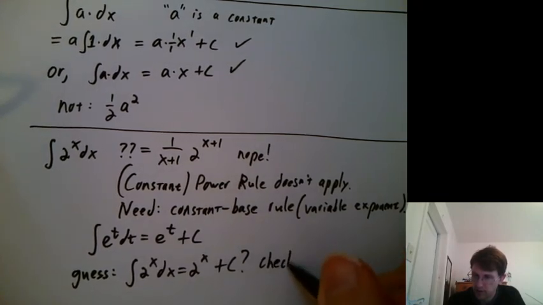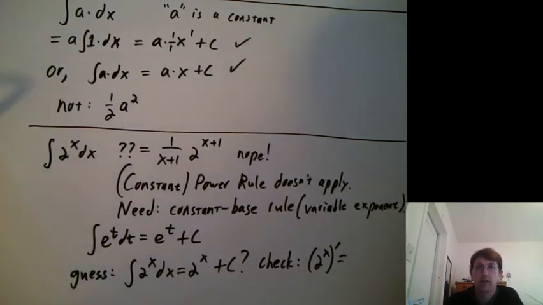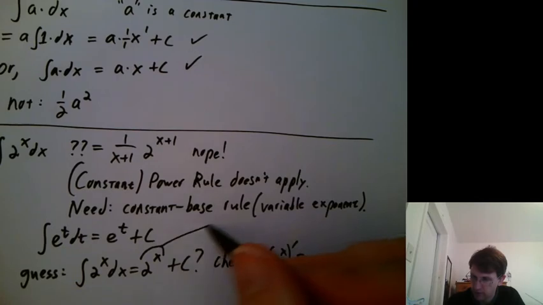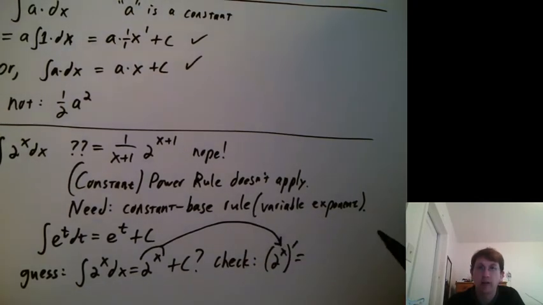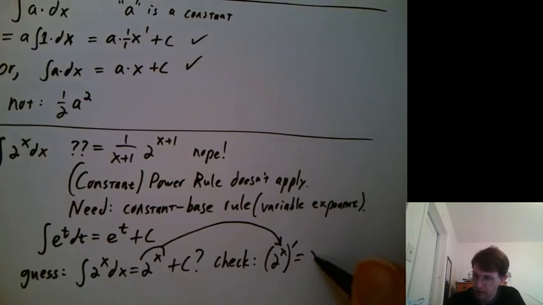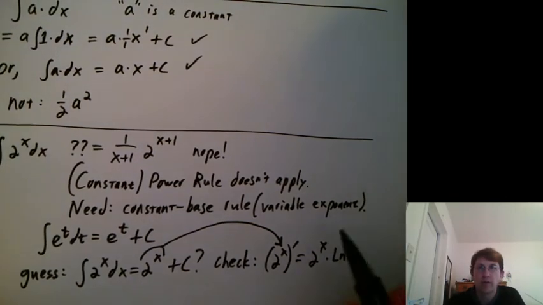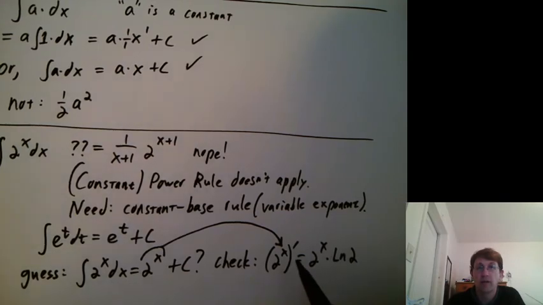You'd check it by taking the derivative. What is the derivative of 2 to the x? So here I'm saying 2 to the x because that's what my answer was. So I'm putting that inside the parentheses there. And that is 2 to the x times log 2, if you remember the formula for something to the x other than e to the x.